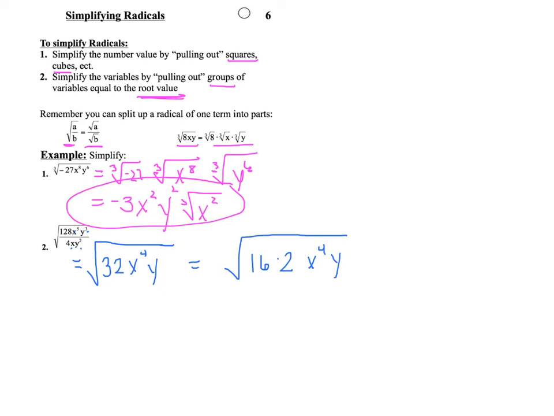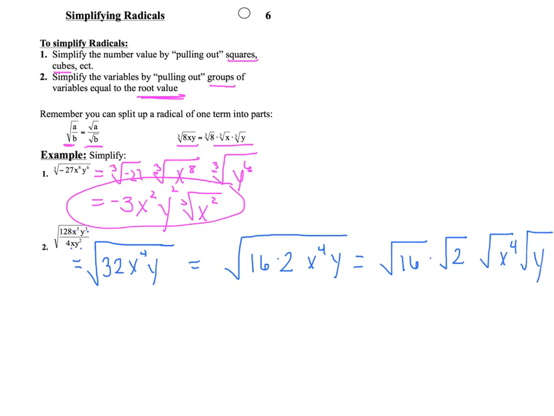You can split it up, you really don't have to, but if you have difficulty understanding radicals, I suggest you do split it up. So the square root of 16, the square root of 2, the square root of x to the 4th, and the square root of y.